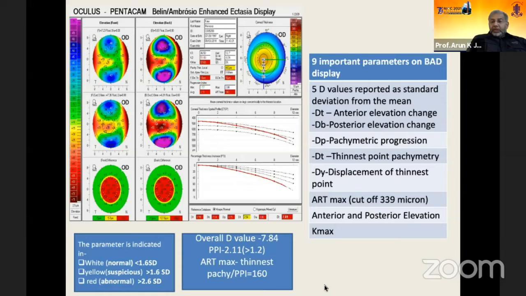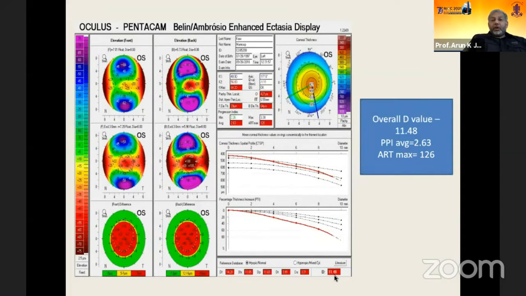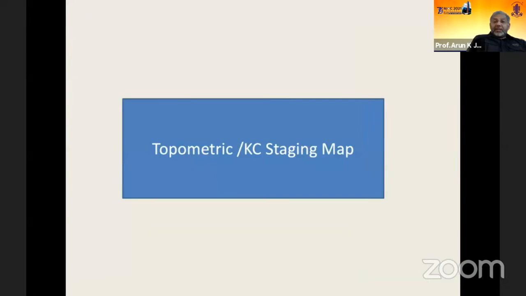Here you can see it is 11.6, far beyond. This is an overt case of keratoconus, but in subtle cases, if it is more than 2.6, it is definitely keratoconus. And if it is between 1.6 and 2.6, one can wait and watch the case, look for the family history, or look carefully at the other eye.